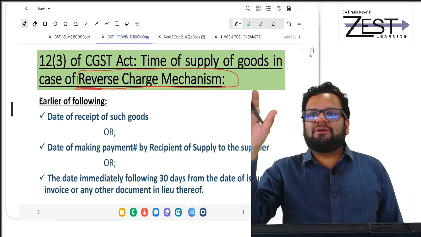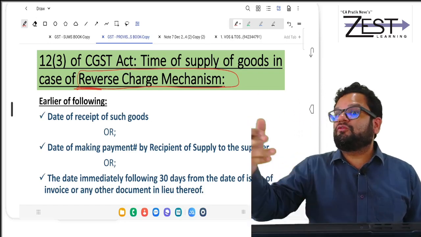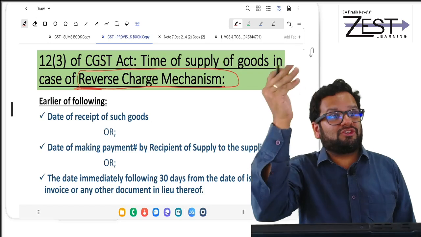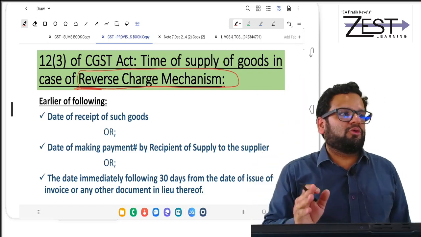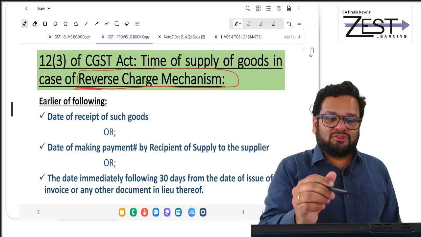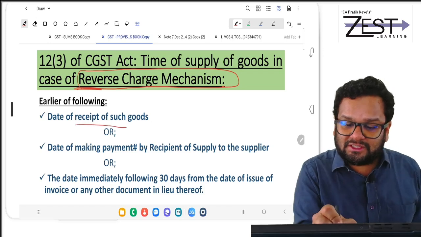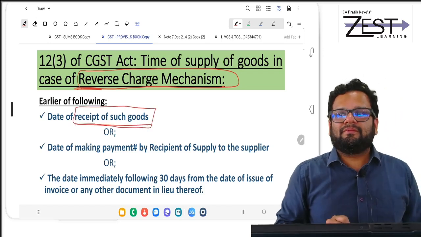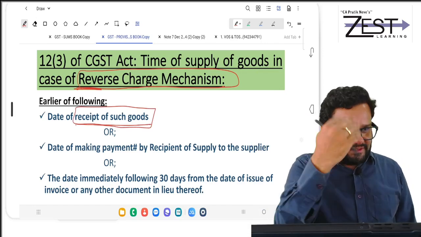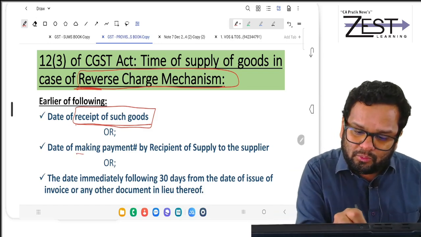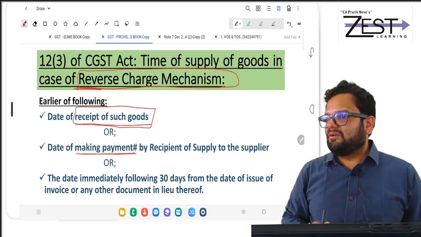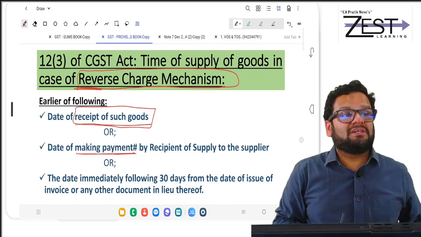When the supplier was liable to pay GST, you were checking date of issue of invoice, and in service you were checking receipt of payment, not in goods. But anyways, here what you will check? Here you will check date when you received the goods. You are going to check 3 dates. When did you receive the goods? When did you make the payment as a recipient of supply to supplier?